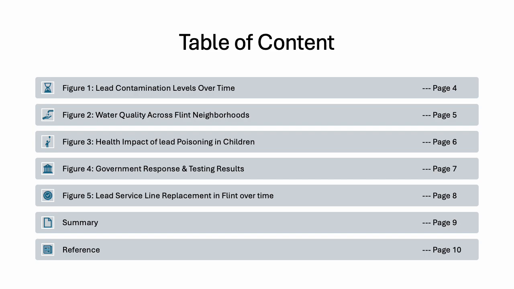And second is the water quality across Flint neighborhoods. For that part, we're going to specifically mention the blood lead levels among the residents, making a comparison across several different years to see how the water system switching in Flint, Michigan impacted people's health. And number three is the health impact of lead poisoning in children.